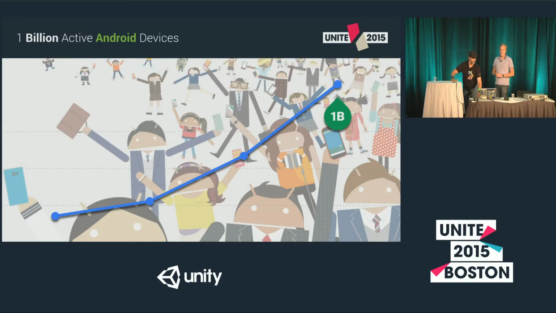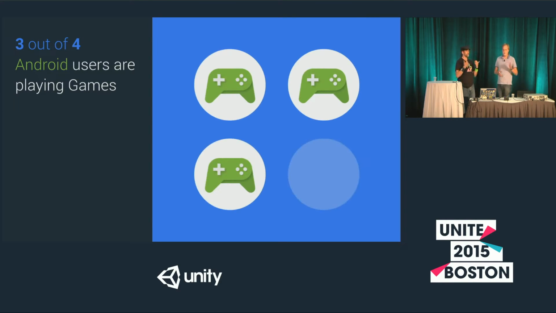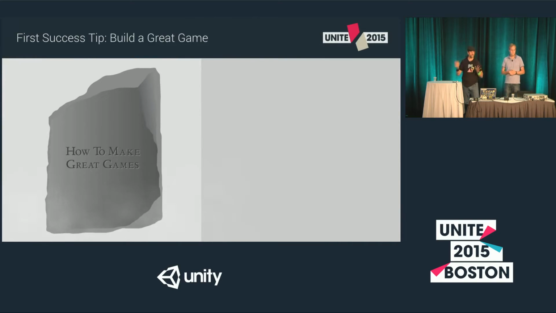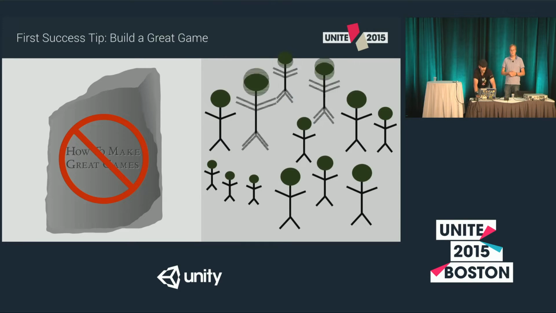There are over 1 billion active Android devices out there with users that want to play. And we've paid a lot of money out in the past year to developers. So there's a big opportunity here. How can you take advantage of it? So building a great game is the most important thing that you can do. And it's the one thing that we can't tell you here. Ultimately, it's the way to get a lot of users that are happy.